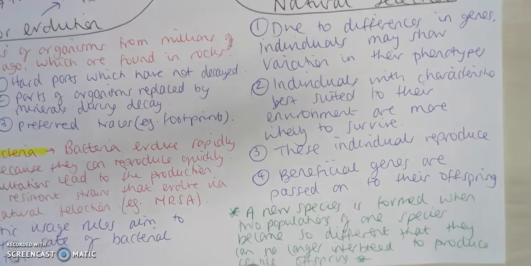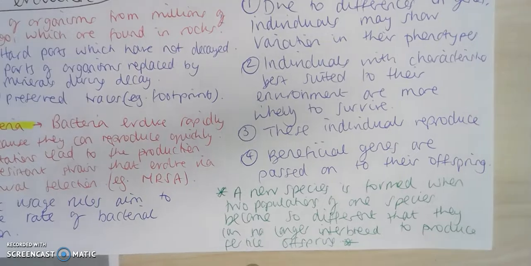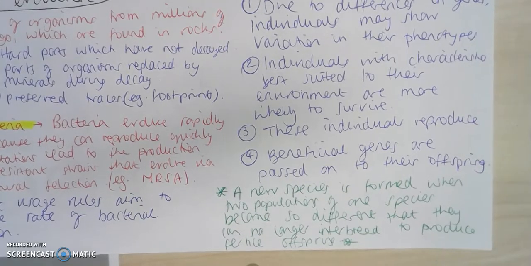A new species is formed technically when two populations of one species become so different that they can no longer interbreed to produce fertile offspring. That goes in line with the fact that to define a species, it's when organisms can reproduce to produce fertile offspring. So the point at which they're no longer the same species is when they can't breed together to produce fertile offspring.